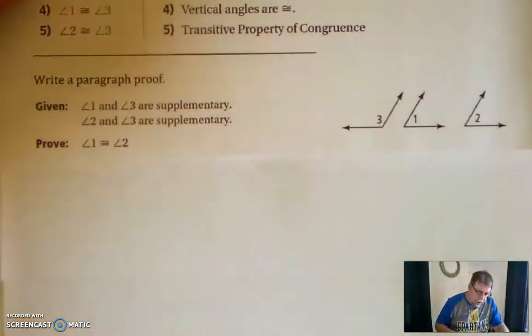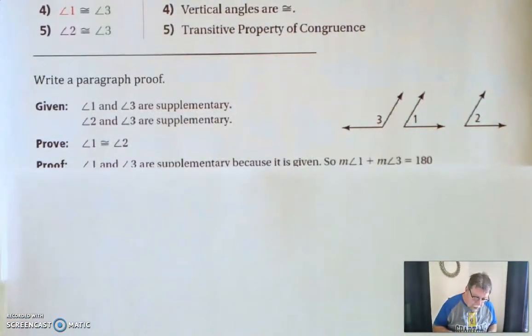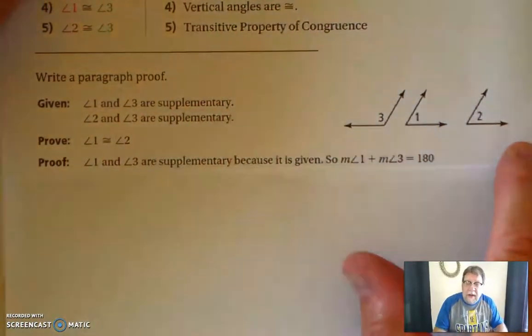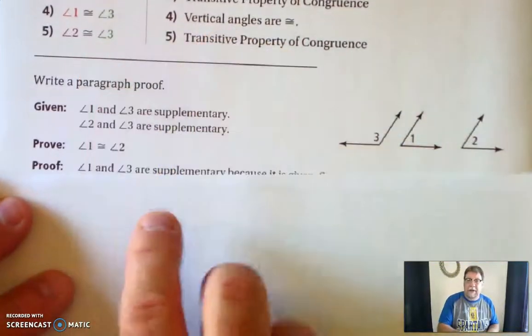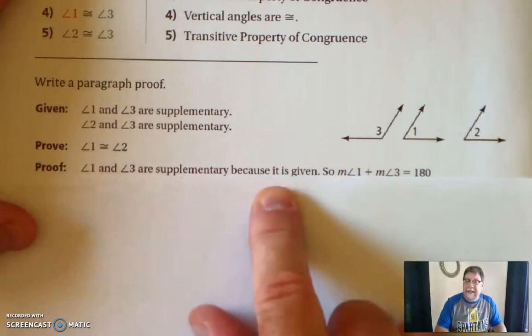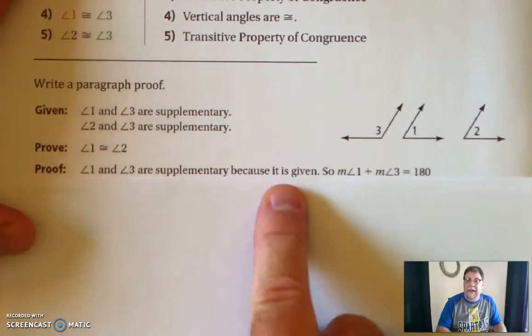Okay, so if angle 1 and angle 3 are supplementary, we start off with that information as true. And this time we're writing it in a paragraph instead of having two columns like we did up here. We're basically just going to say this is true because of this reason. Angle 1 and angle 3 are supplementary because it's given. So there's our statement, there's our reason, just written in a sentence.